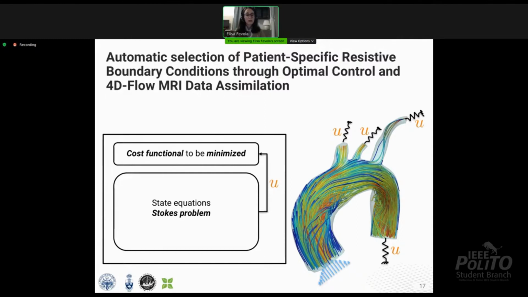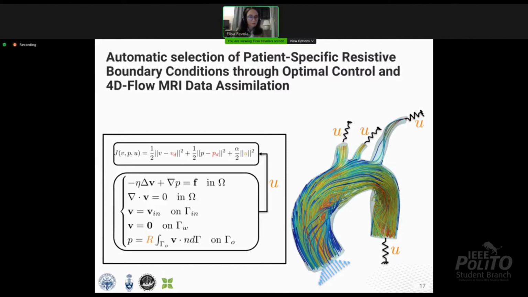How am I able to assimilate data thanks to the optimal control problem? Well, you can see the answer in the cost functional. I'm trying to minimize the norm of the difference between the velocity, which is the state variable coming from the Stokes solution, and the 4D flow MRI data, so the velocities that I measured on my patient. And I'm also minimizing the difference between the Stokes pressure, the variable coming from the Stokes equation, and the average pressure that we measured from the patients.